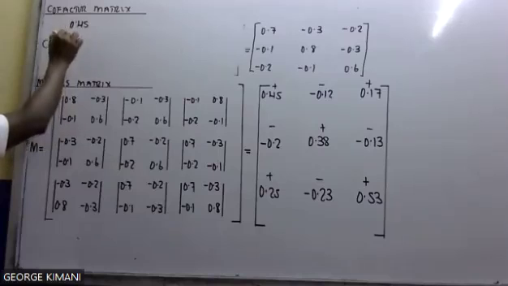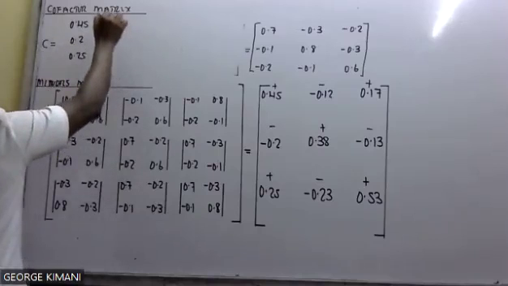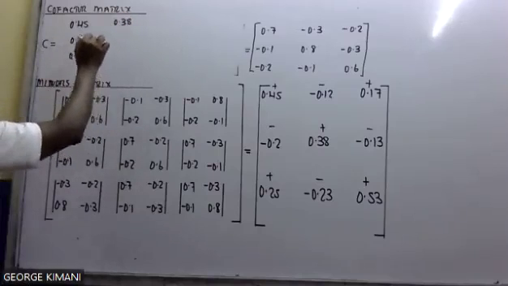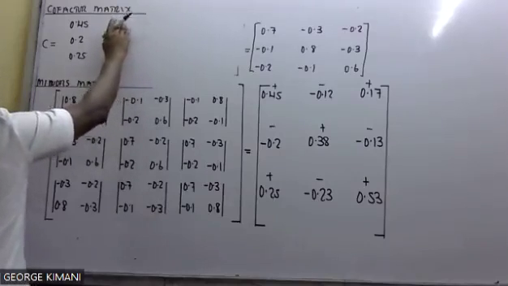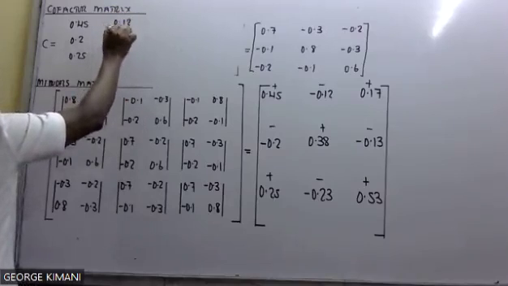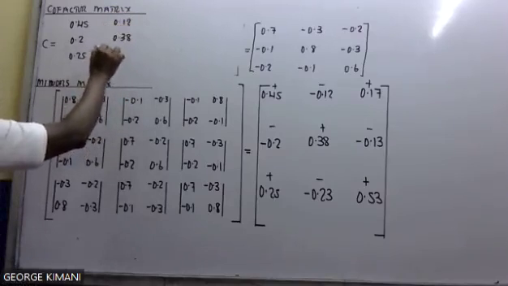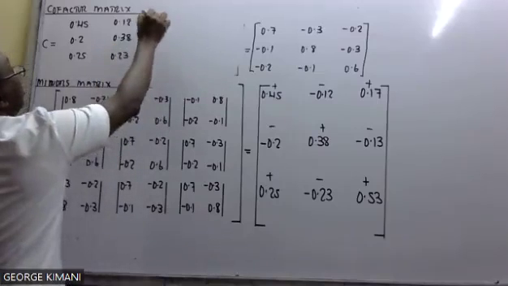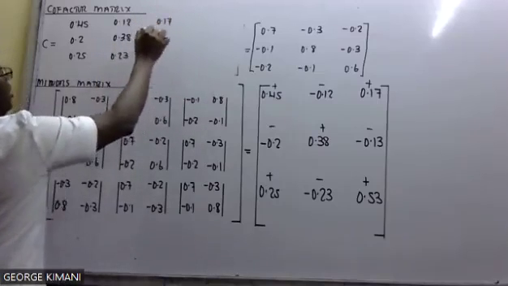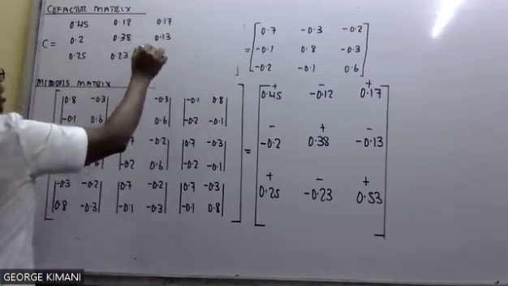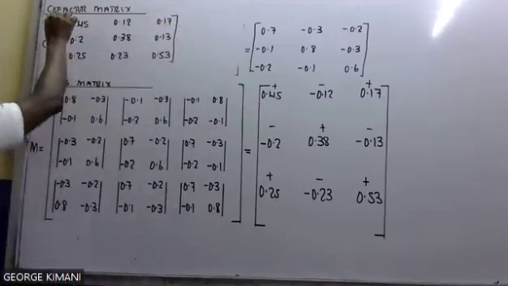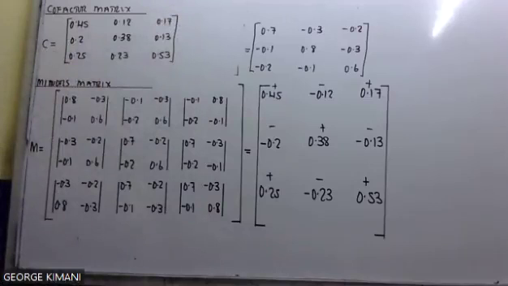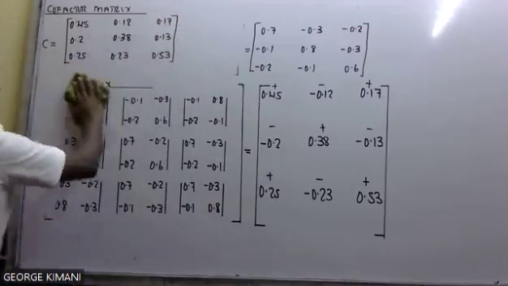0.45, 0.2, and 0.25. Then 0.38. Then 0.12, 0.12, 0.38, 0.23. Then add 0.17, 0.13, and 0.53. That is the cofactor. The cofactor is what we use to get the determinant.